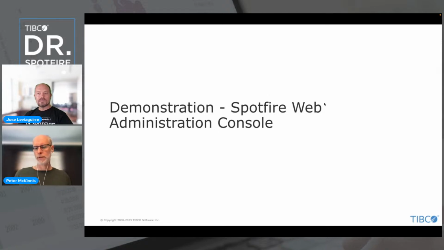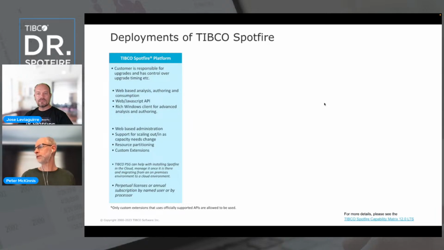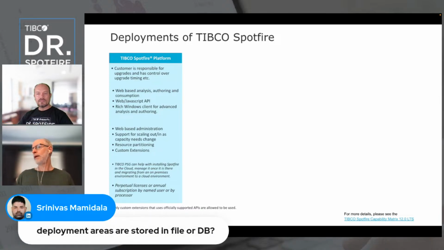So now I'll go ahead and answer some of the questions. Deployment areas are stored in the Spotfire database. You'll see them underneath the Spotfire server, on the disk, but that's only temporary, so it doesn't have to pull from the database every time. But the deployment areas and all the updates, the Spotfire SDN files, are stored in the database.